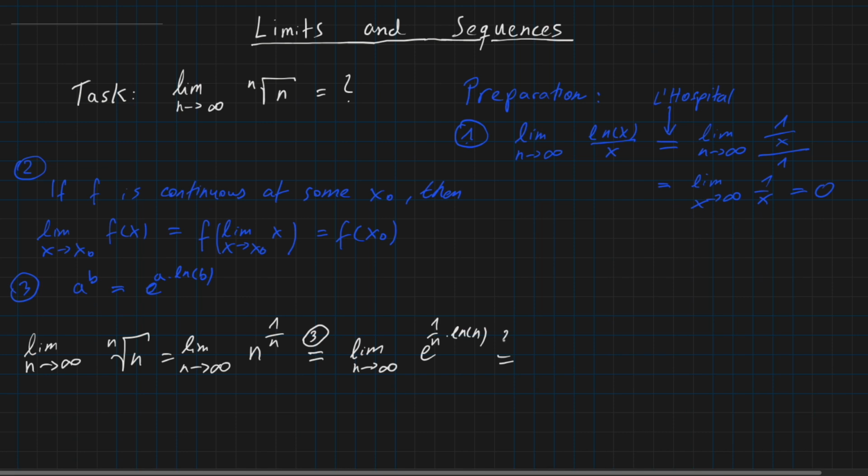And now we can apply the second fact. So we can switch function evaluation and limit consideration, the limit and the e function, which is everywhere continuous. So we have e to the power of the limit of n to infinity of 1 over n times logarithm of n. And this we already have calculated in step 1. From step 1 we know that the limit of this sequence is exactly 0. So we have e to the power of 0, which is just 1. So this means by using all the preparations we did before, we know that the limit of the nth root of n, where n tends to infinity, is just 1.